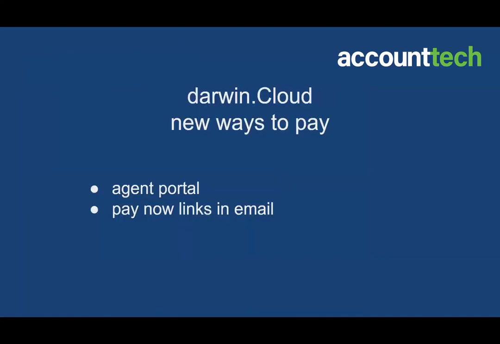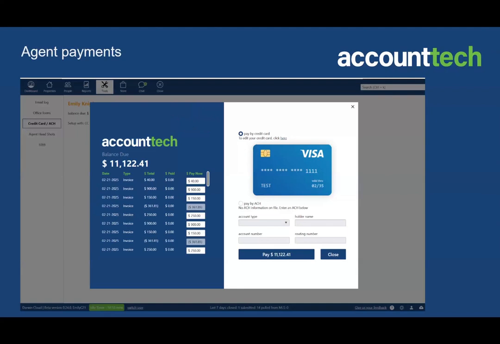All right, next I want to talk about new ways for agents to pay. So probably most of you have seen when an agent logs into darwin.Cloud with their own personal login, they can go to the tools menu, click on credit card ACH, and they can pay their bill by credit card or by bank account withdrawal. They can do that dynamically on their own. Probably most of you have seen this screen already.